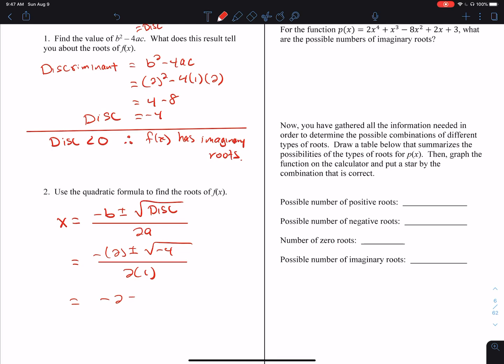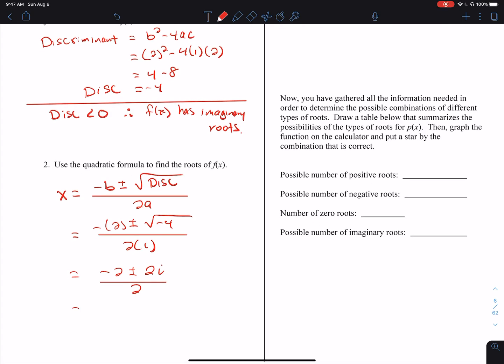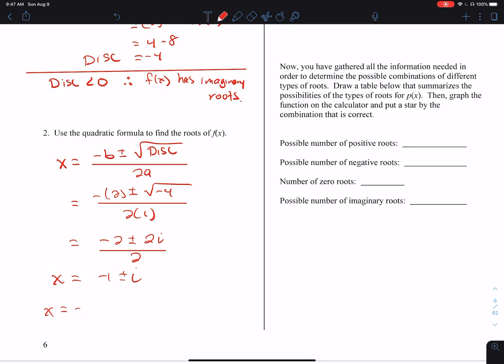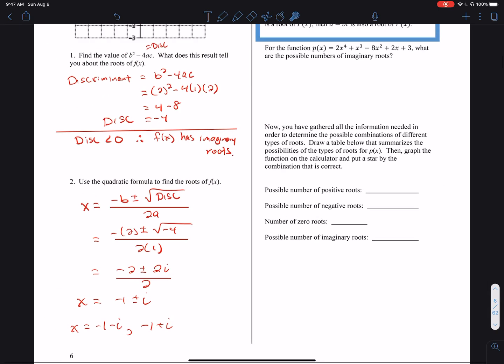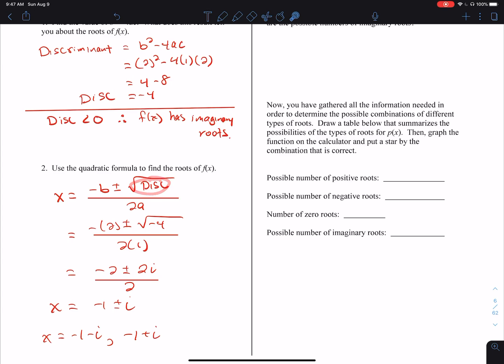This simplifies to negative 2 plus or minus the square root of 4, which is 2, and the square root of negative 1 is i, which means imaginary. This could be simplified a bit. You could divide each of these terms by 2, since we're dividing by 2, and get negative 1 plus or minus i. Which means one of our roots is negative 1 minus i, and the other is negative 1 plus i. So long story short, if the discriminant is negative, and you take its square root, you're going to get imaginary numbers. That's why if you determine at the beginning the discriminant, and it's negative, you know that this has imaginary roots.